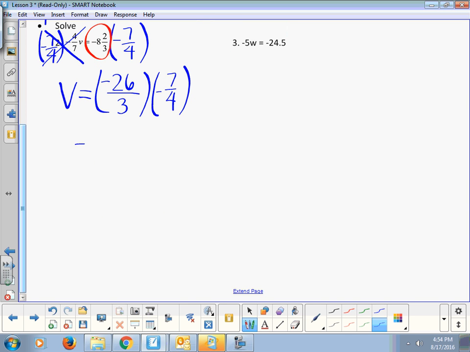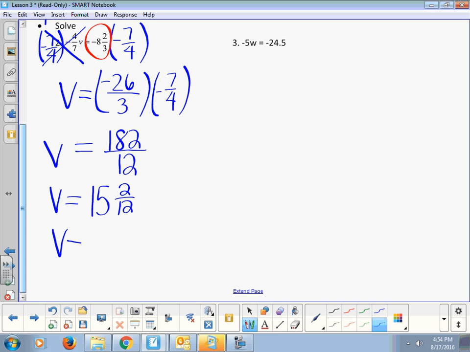Multiplying our numerators, we have 2 negatives, so our answer is going to be positive. 26 times 7 is 182, and 3 times 4 is 12. To simplify, we have to change it back to a mixed number. 12 can go into 182 15 times, and you have 15 times 12, which is 180. 2 left over, you keep the same denominator. We can simplify that one step further by dividing by 2, and we get 15 and 1/6.